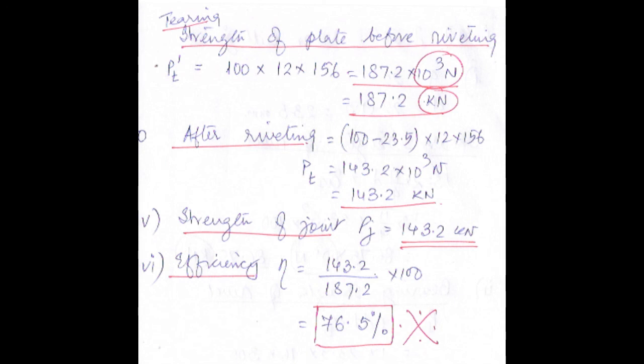Step number 5 is the strength of the joint. What is the strength of the joint? PJ. That is the least value of PT and RV. So that value comes out to be 143.2 kilonewton. So how will we find the efficiency? Efficiency is equal to PJ by PT dash into 100. That comes out to be 76.5% for this double rivet, double cover butt joint.